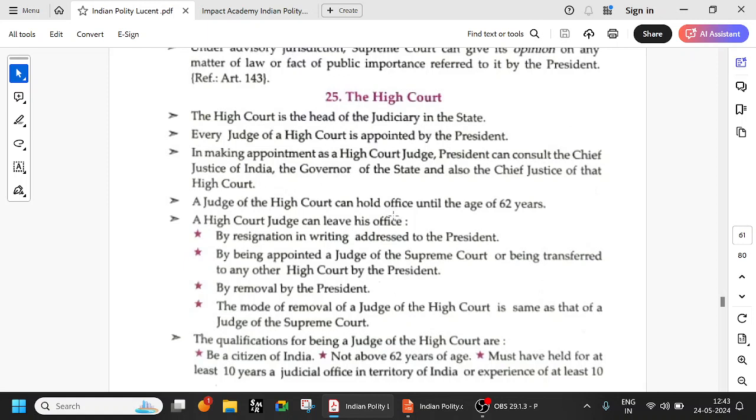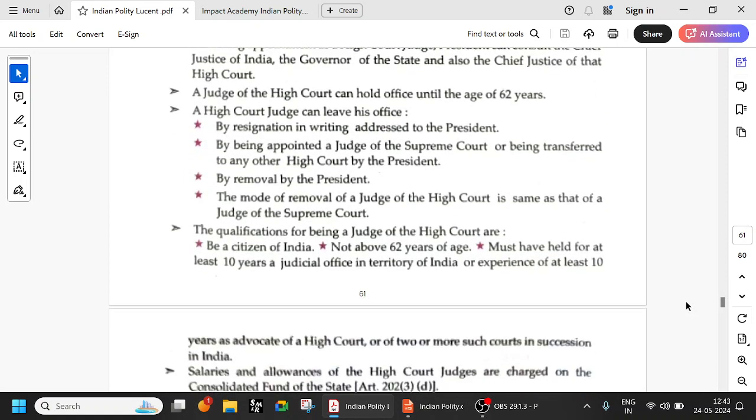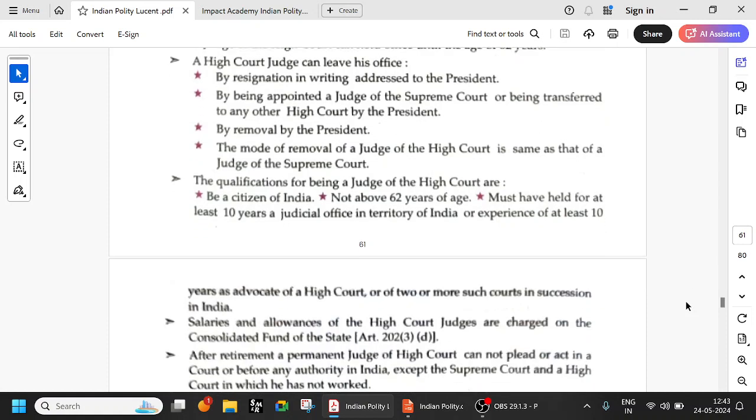So a judge of the High Court can hold office up to 62 years. In the case of Supreme Court, we have seen 65 years, right? A High Court judge can leave his office by resignation in writing addressed to the President, by being appointed as a judge of the Supreme Court, or being transferred to any other High Court by the President, or by removal by the President. The mode of removal of a judge of a High Court is the same as that of the judge of the Supreme Court. Okay, very lengthy procedure. A resolution with 100 members from Lok Sabha or 50 members from the Rajya Sabha, and that has to be passed by a special majority, and then it has to go to the President. All that we have seen.